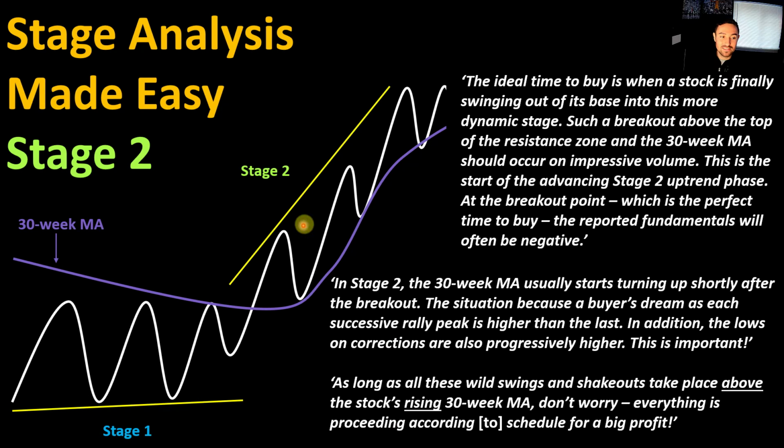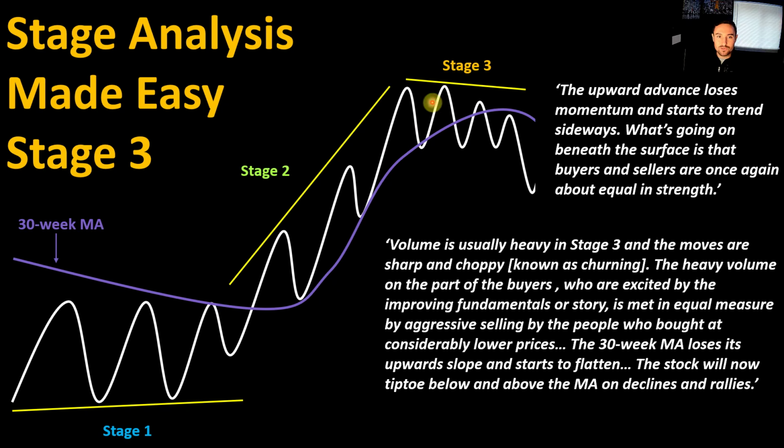So what Stan is basically saying is, as long as the stock is in stage 2, as long as there's higher highs and higher lows and the stock's trending above its 30-week moving average, which is rising, chill out. Relax. Let's go into what stage 3 is. So stage 3, the upward advance starts to lose momentum and starts to trend sideways. See how our price here, dynamic stage 2 uptrend, and now price is showing an inability to make those higher highs. It's starting to go sideways and move into a trading range. So we have clear upper boundaries and lower boundaries.